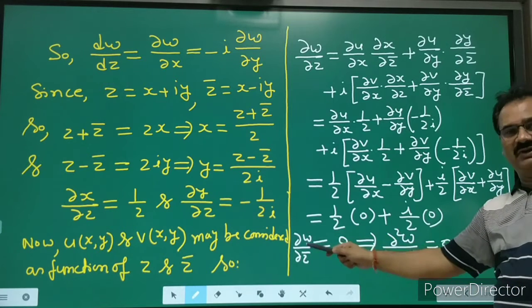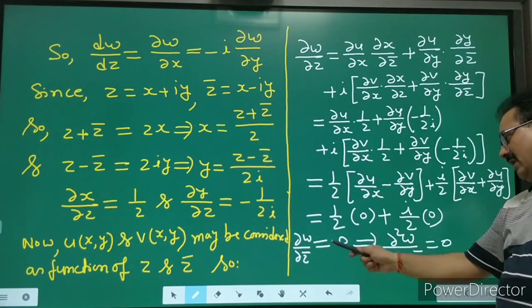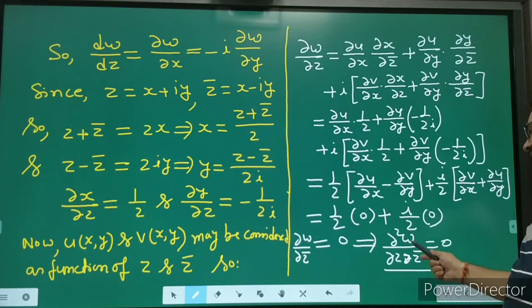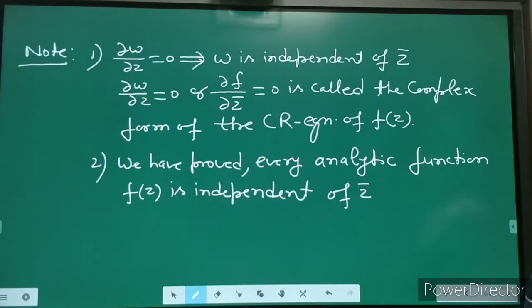So what is the meaning of this? It means del w over del z bar is 0. It means their second derivative, that is del w over del z bar, is 0. In this way, you have already established the result.